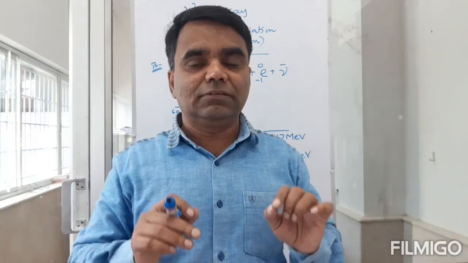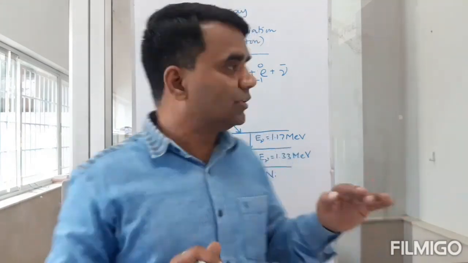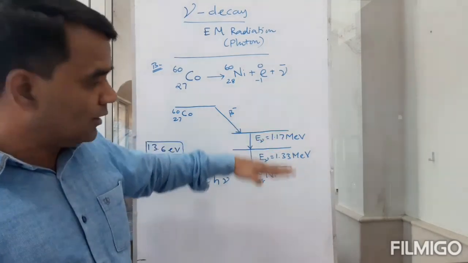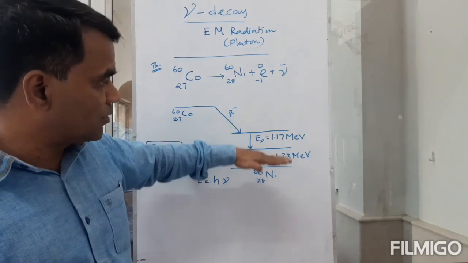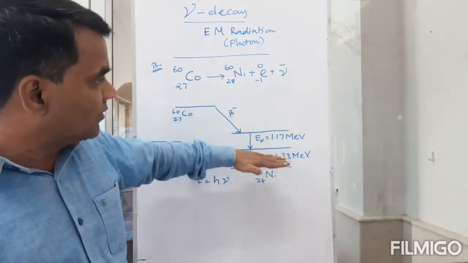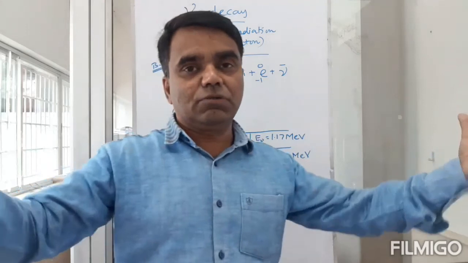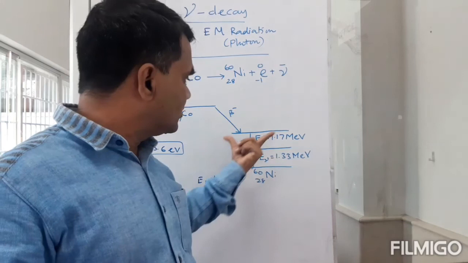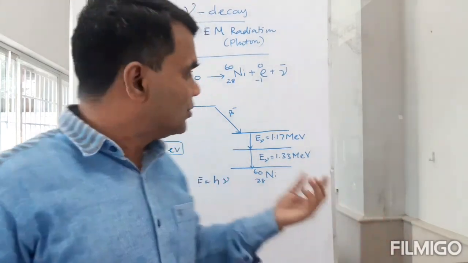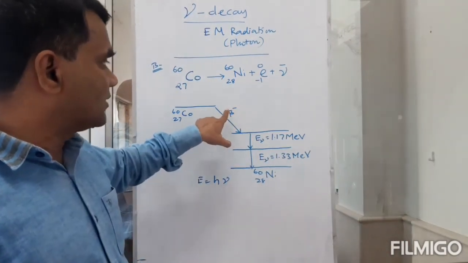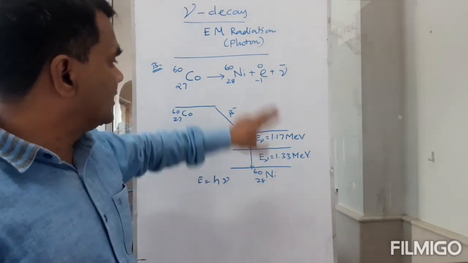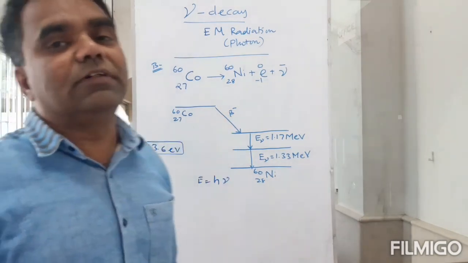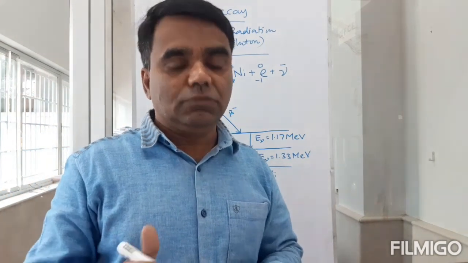But here, in gamma decay, the elements are not changed. It happens only when a nucleus in an excited state comes back to its ground state. Then very high energy radiation comes out. So gamma radiation takes place here. There is no change in the element. There is no daughter element. So this usually accompanies either a beta decay or an alpha decay. Yeah, so I hope you understand.